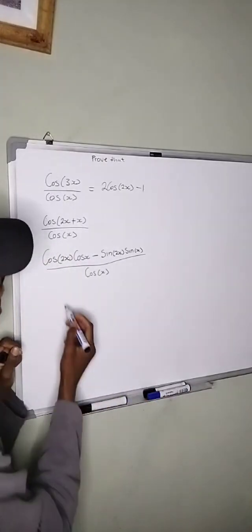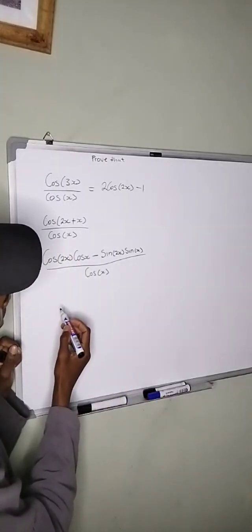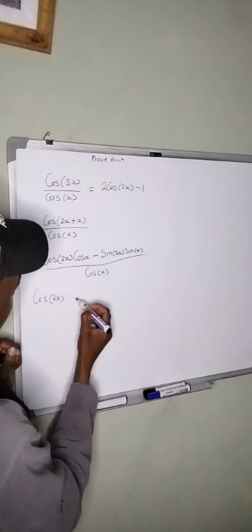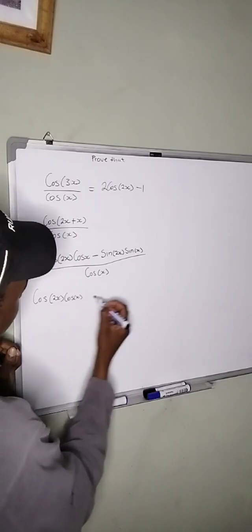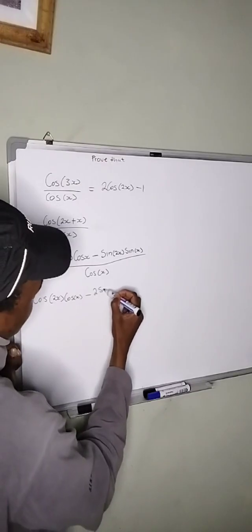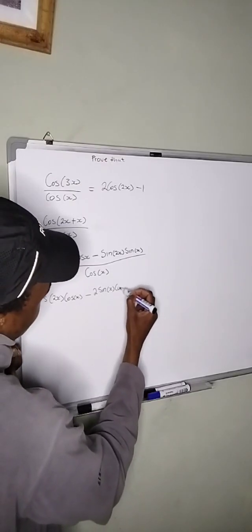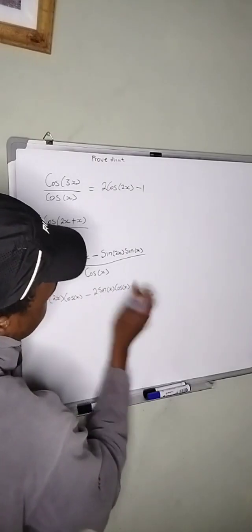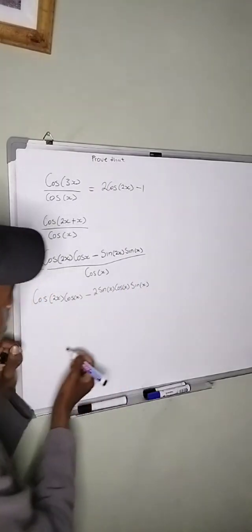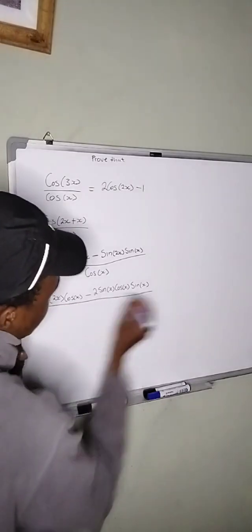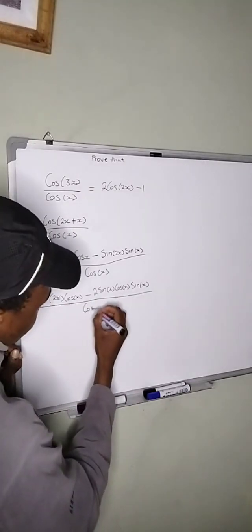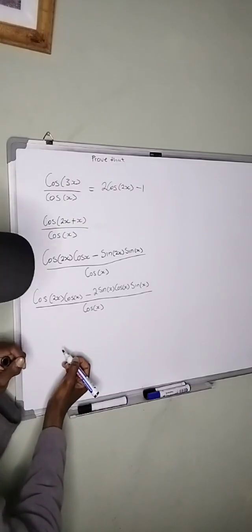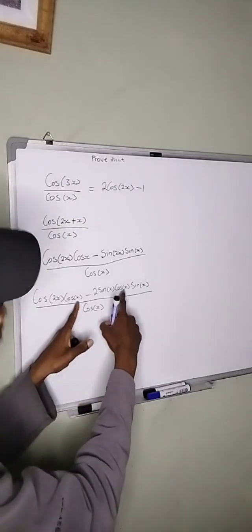So now I'm going to have cos 2x cos x minus 2 sine x cos x sine x, all of that divided by cos x. Then I'm going to take out a common factor of cos x.